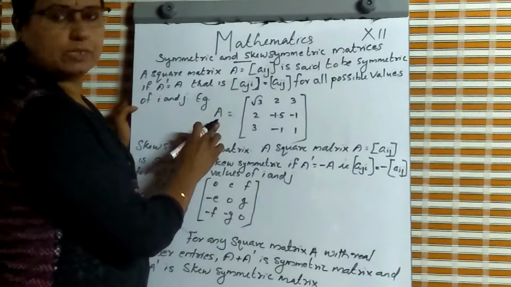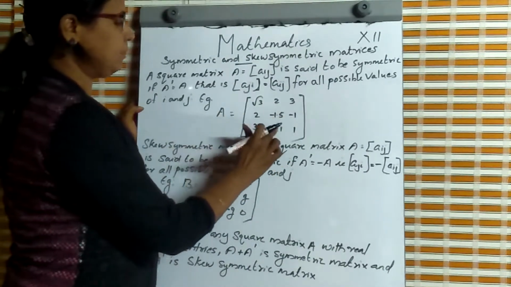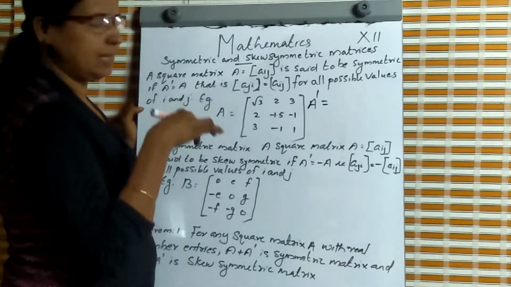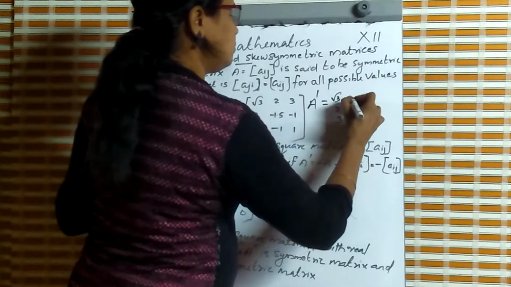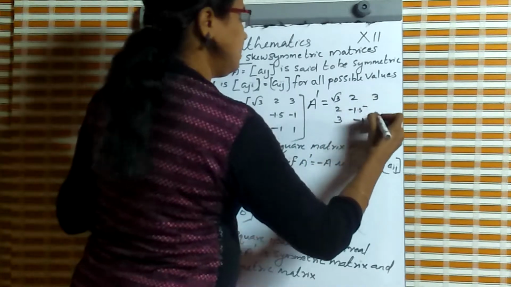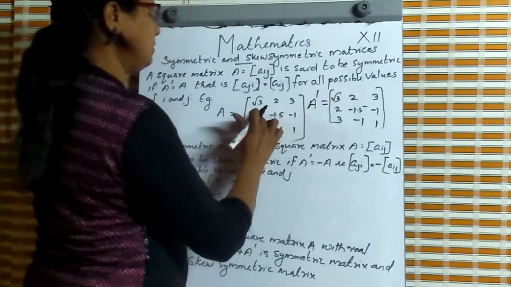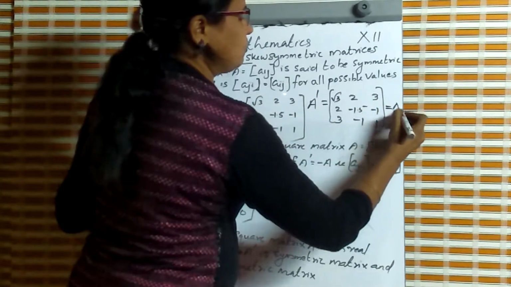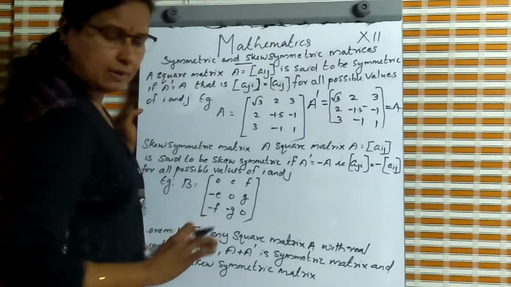Look at the example. A is equal to the matrix with rows root 3, 2, 3; 2, minus 1.5, minus 1; 3, minus 1, 1. What is its transpose? A transpose is obtained by changing rows to columns. Look, is A transpose the same? The first row is the same, the second is the same. A transpose is equal to A. Therefore, this matrix is known as a symmetric matrix.